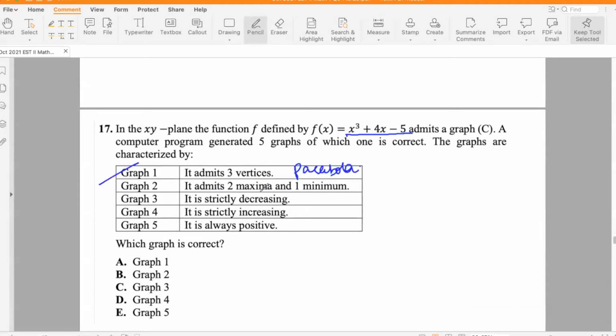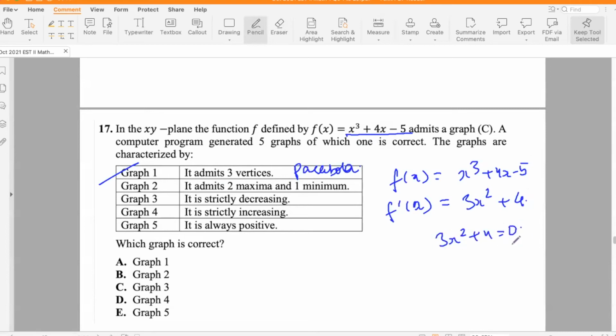Okay, 2 maxima and 1 minima. So if f(x) is x cubed + 4x minus 5, the derivative would be 3x squared + 4, right? And if you put 3x squared + 4 equal to 0, that is not possible. It will not give you a real answer. So there are no maxima and minima. So it's not the second graph.